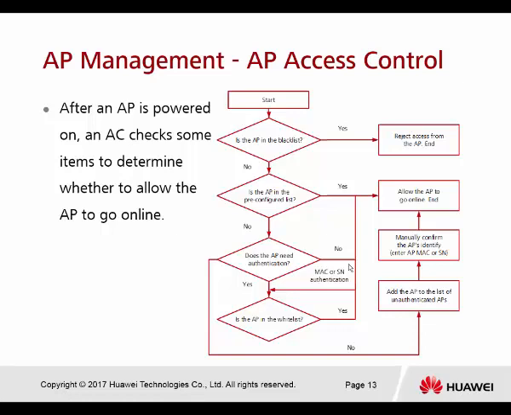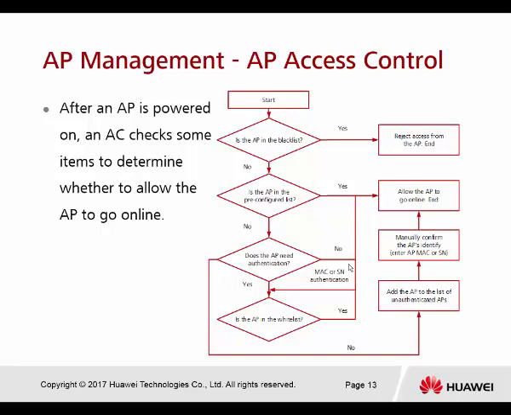AC access control. After an AP is powered on, the AC checks some items to determine whether to allow the AP to go online or not. The setting just now was based on the AP only, how the AP finds the controller and establishes the CAPWAP tunnel. Now this one is the process on the controller.